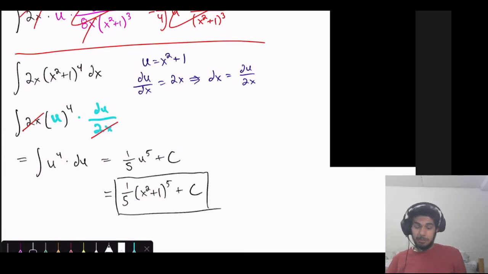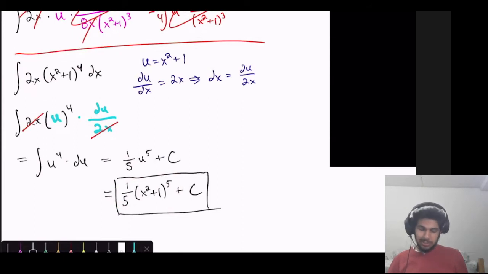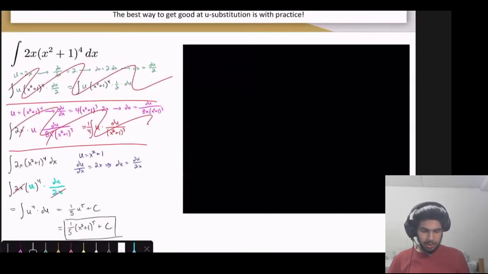And if you take the derivative of this, try it out. Take the derivative of that and see if you get this. Sure enough, you will. This is just a simple chain rule exercise, and it will be identical. So here, x squared plus 1 was our good u. Let's take a look at this video.